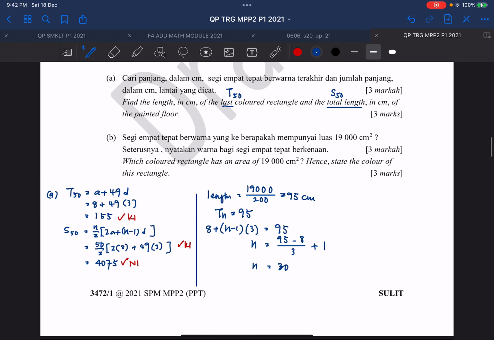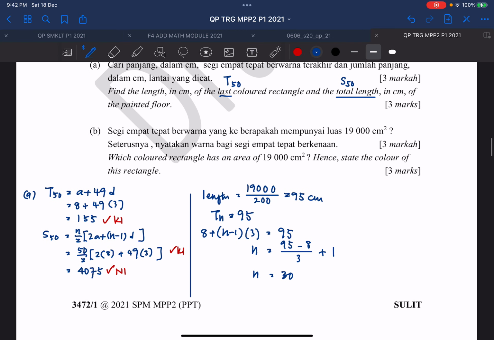That's all. You get 1 mark when you found the length, which is 95 cm, and you get 1 mark when you got the answer n equals 30. And the last mark will be given when you state the color correctly. So what's the color for this rectangle?